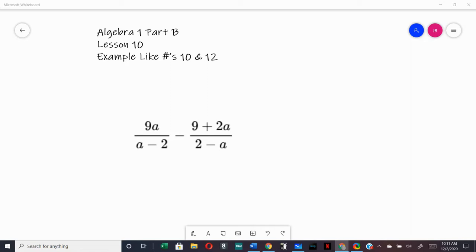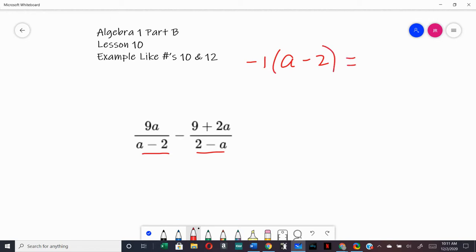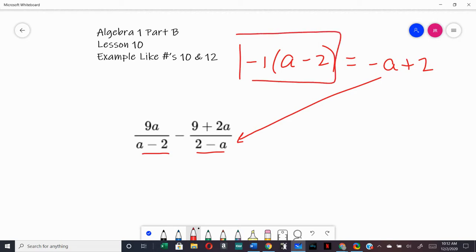So, in this case, we're going to use a little trick here based on the fact that these two look kind of the same, but they're really not. So, how can I make them the same? Well, if I take a minus 2 and multiply it by negative 1, what would I get? Well, I would get negative a plus 2. Well, guess what? That's the same thing as that. So that means my LCD is this.